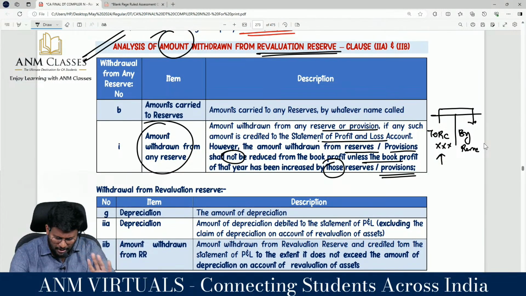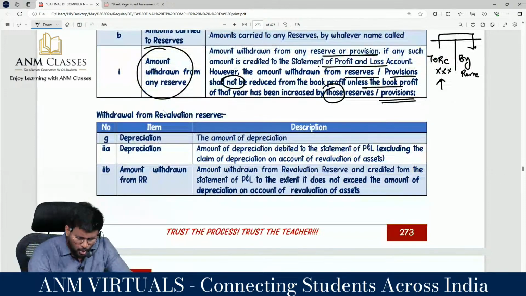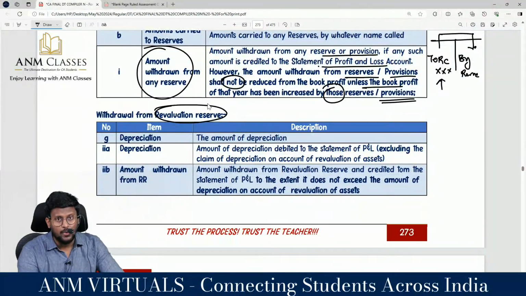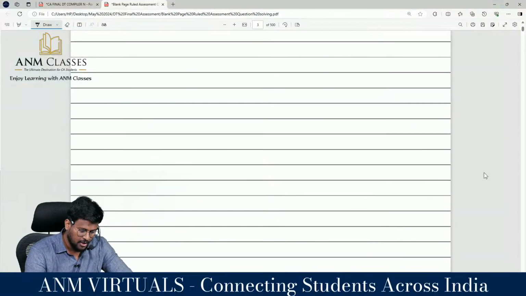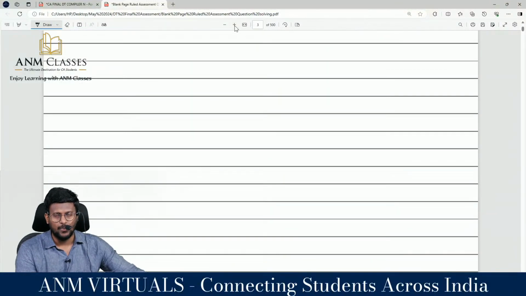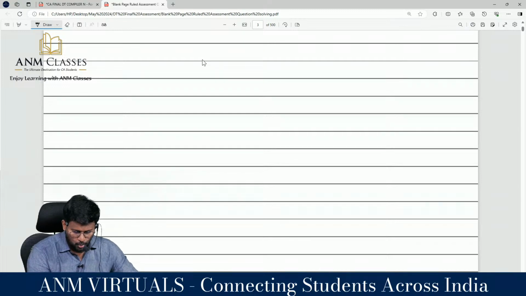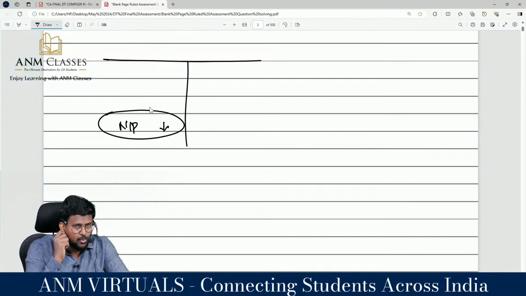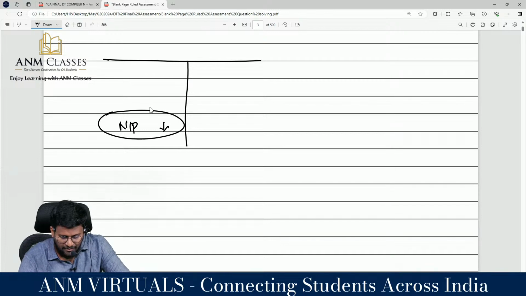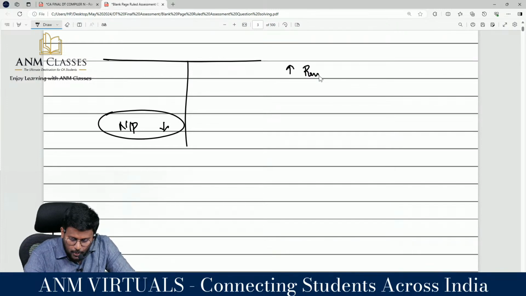This is normal. But with regard to withdrawal from revaluation reserve, this is a beautiful concept. You should have 1000% clarity in this. Withdrawal from revaluation reserve. My dear lovable students, in order to just reduce the net profit, you are looking for various ways. You don't get any way, so you understood that I will be doing the upward revaluation of an asset.